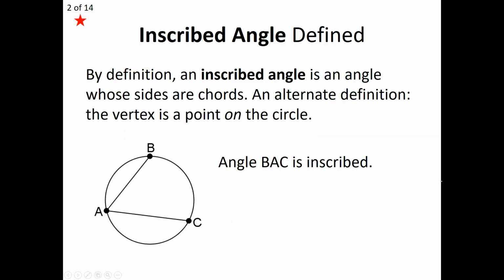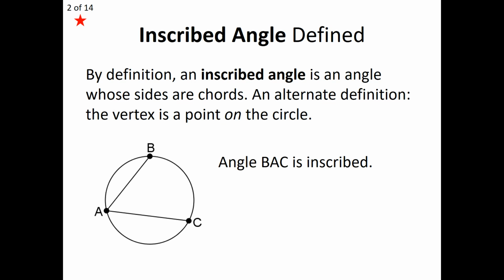So an inscribed angle, by definition, is an angle whose sides are chords. If you take a look at the diagram down below, where we have the two segments AB and AC, by definition they are both chords, and they share that common vertex A, which then means, again by definition, we have ourselves an inscribed angle. Another definition for the inscribed angle is that it's an angle whose vertex is a point on the circle. So again, in our diagram, angle BAC is what we call an inscribed angle.